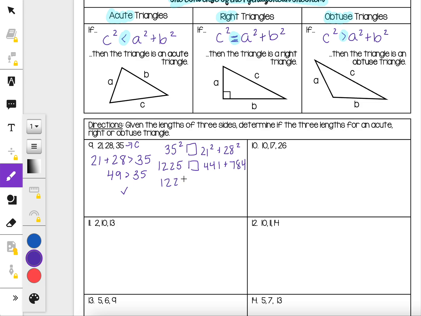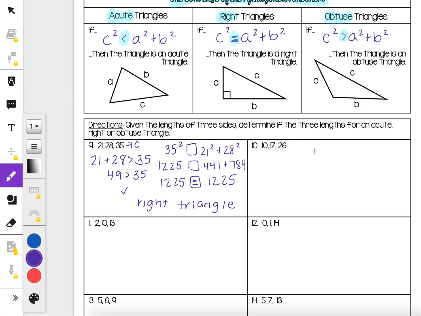Okay, so I'm going to add the right side to get 1,225. I'm comparing that to 1,225, and those are equal. So because I have an equal sign, this is going to be a right triangle. This is another example of one of those Pythagorean triples that I was talking about earlier.